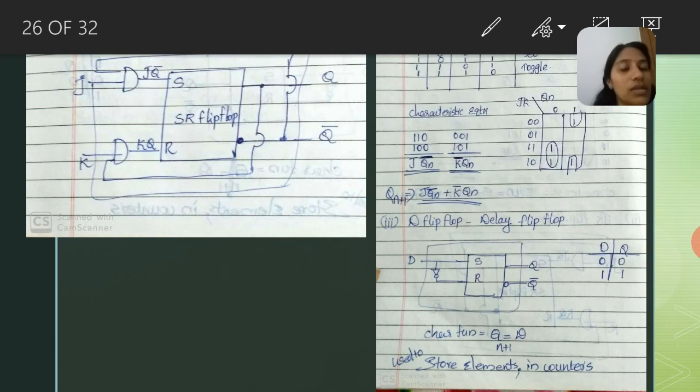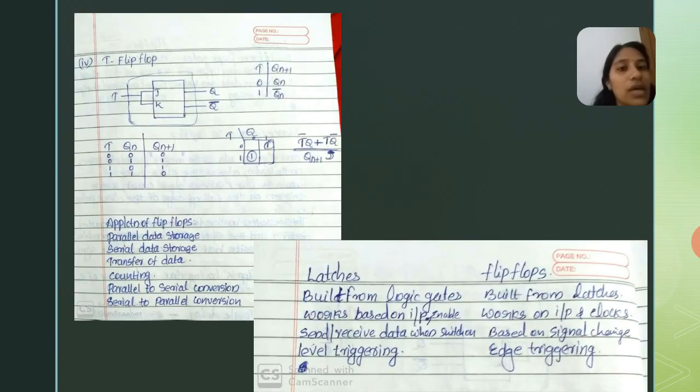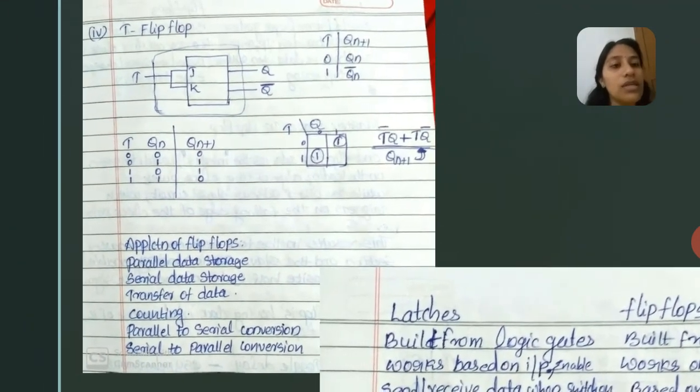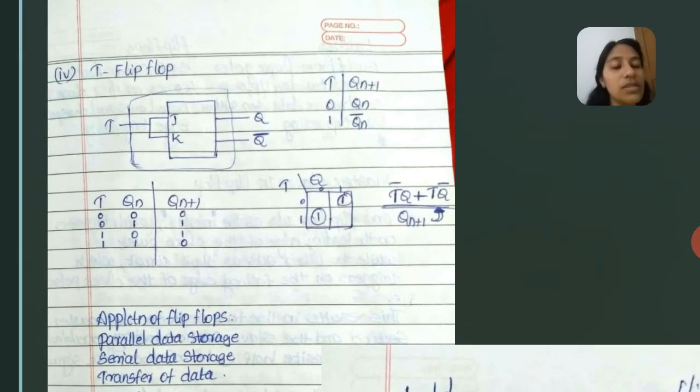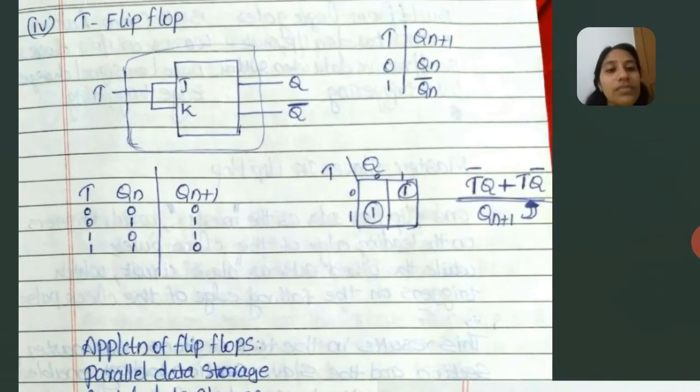Then moving on to the next flip-flop, that is T flip-flop. T is for toggling. As we studied in JK flip-flop, toggling is the process of inversion. If you are enabling the value of T, that is T equal to 1, then the present state will be toggled to the next state. For that purpose we can write a truth table like this.